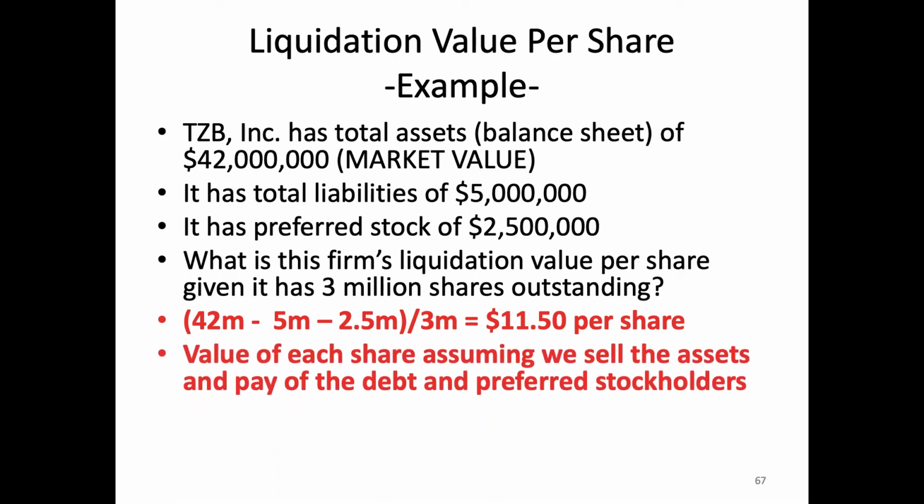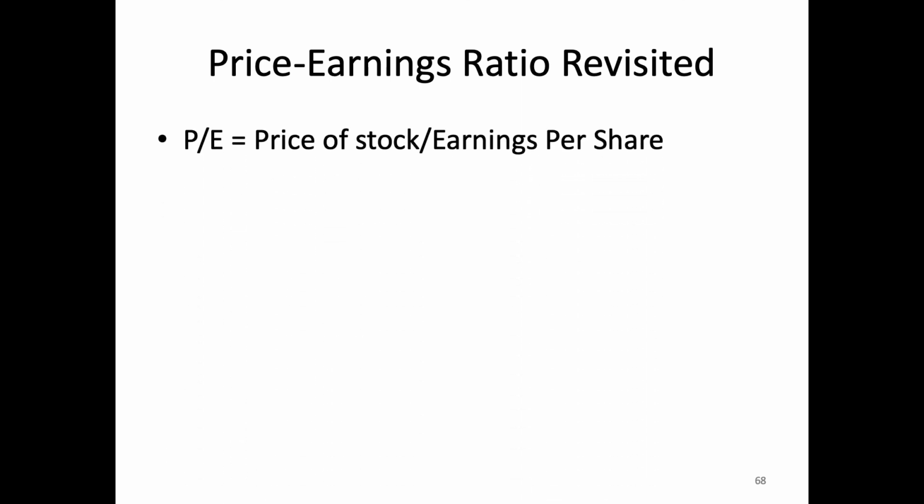It's the value of each share, assuming we sell the assets at their market values and pay off the debt and preferred stockholders. We also often call it the bust-up value. The price-earnings ratio, we'll revisit that. The PE ratio is the price of the stock divided by earnings per share.